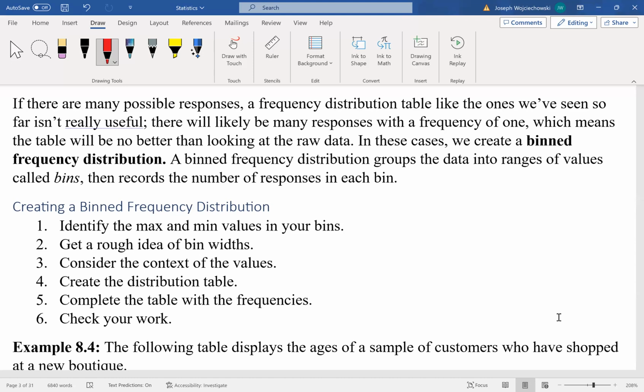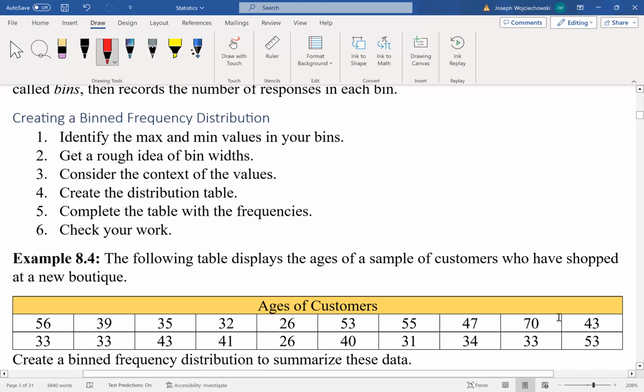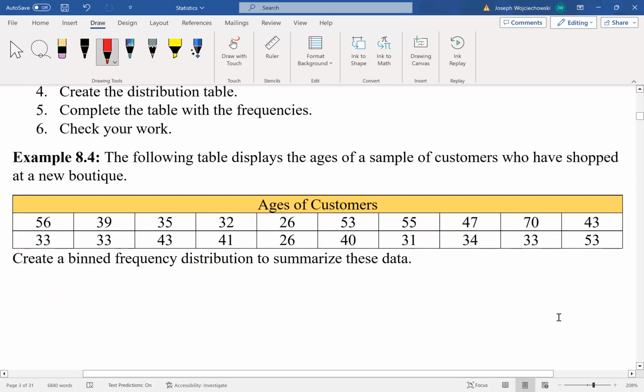So what we do is we do something called a bin frequency distribution. A bin frequency distribution groups the data into ranges of values called bins, then records the number of responses in each bin. So how do we do this? Well, first we identify a max and minimum value in the bins. We want to get a rough idea of bin width. We want to consider the context of the values, create the table, complete the table with the frequency, and then check your work. So here we are with ages of customers.